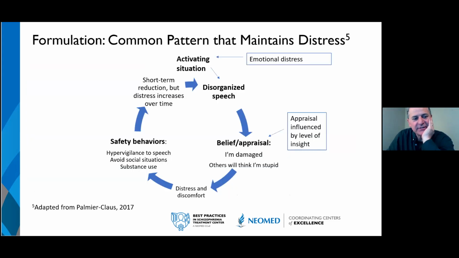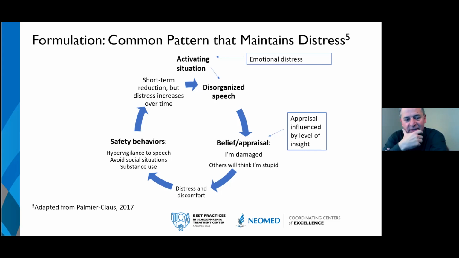All right, so we'll conduct an assessment and then we'll develop a formulation. This is a common formulation for at least one type of thought disorder that happens. And the pattern is often that something of emotional distress is activating to disrupt our thought process a bit, which leads to the disorganized speech, which can then lead to appraisals like I'm damaged, or others will think I'm stupid, or there could be a delusional reference like somebody's controlling my thoughts and that's why I can't communicate, leading to more distress.